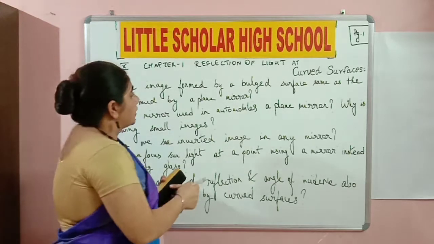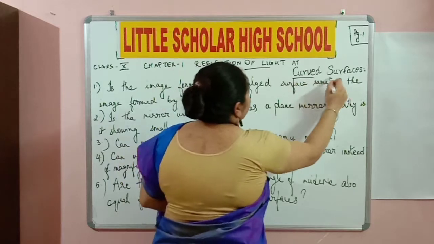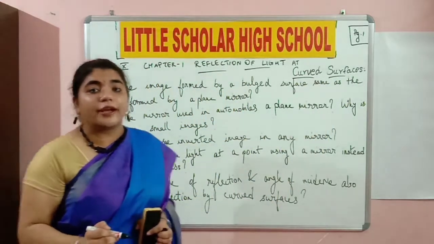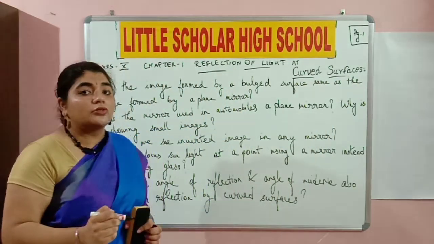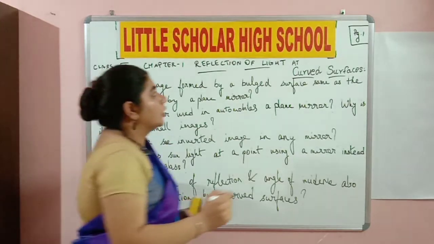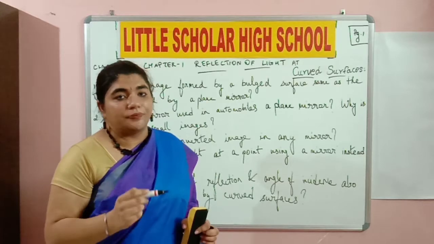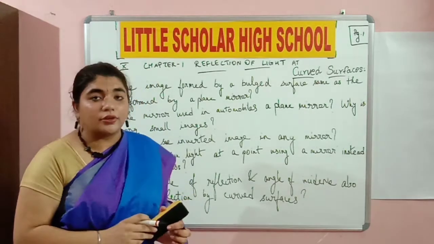I'll be taking class 10, chapter 1 for today. The name of the chapter is Reflection of Light at Curved Surfaces. In earlier classes we have studied reflection of light at plane surfaces, so today we will be studying reflection of light at curved surfaces. For your convenience I've also mentioned the page number. It's page number 1. That's what we're going to start today.